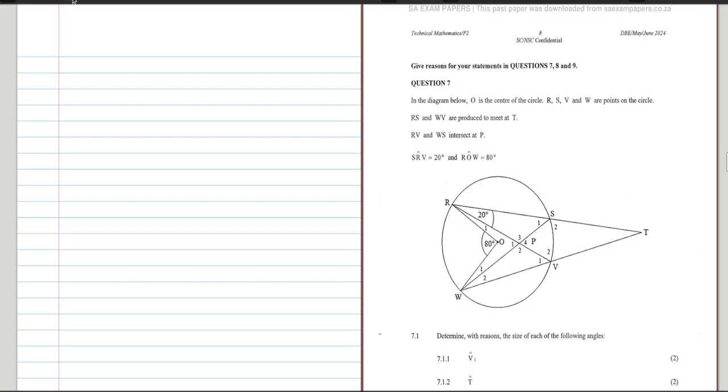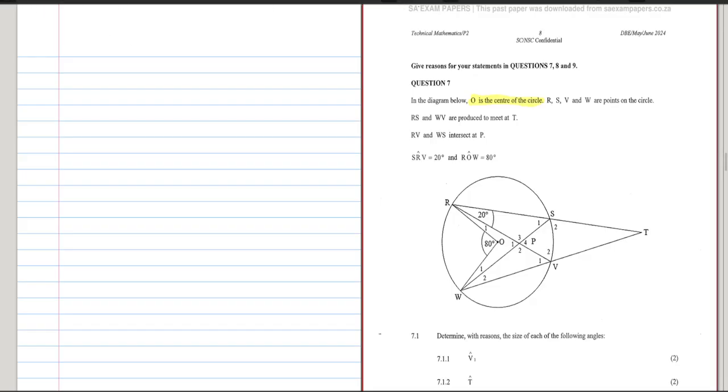The only thing that I can highlight as being important is this part right here, O being the center, because there are theorems that rely on the center. They work with the center. For example, there's a theorem that says angle at center equals 2 times angle at circumference. Exactly. So O is the center. That's an important piece of information to know about.